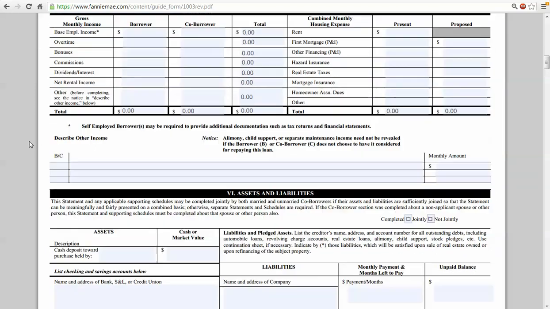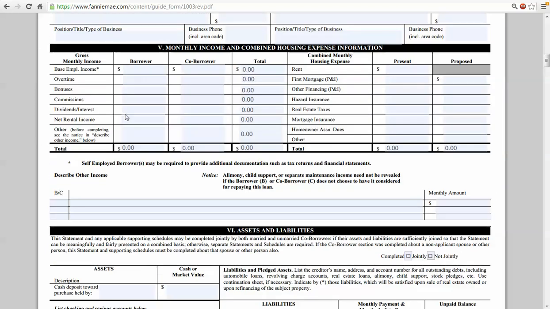Okay, let's go down to section 5, which is the monthly income and your combined housing expenses. And this is just giving you an idea of what income you have coming in on a monthly basis and what your expenses are going out. And if you start over here on the monthly income, again, this is your base monthly income, which we listed earlier as $5,000. But you'll also need to break out your overtime, bonuses, commissions, etc.